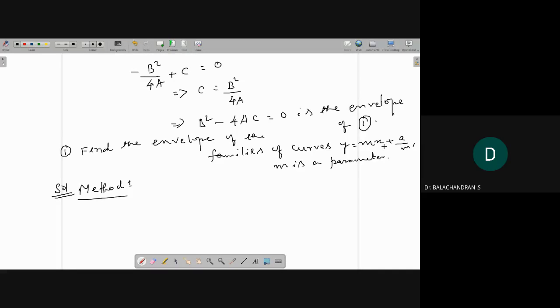For the first method, I am going to use the general procedure. First I am going to write the equation y equal to m x plus a by m. This is equation one. So differentiate equation one partially with respect to m. If you differentiate equation one partially with respect to m, we'll get zero. Here with respect to m means we'll get x.